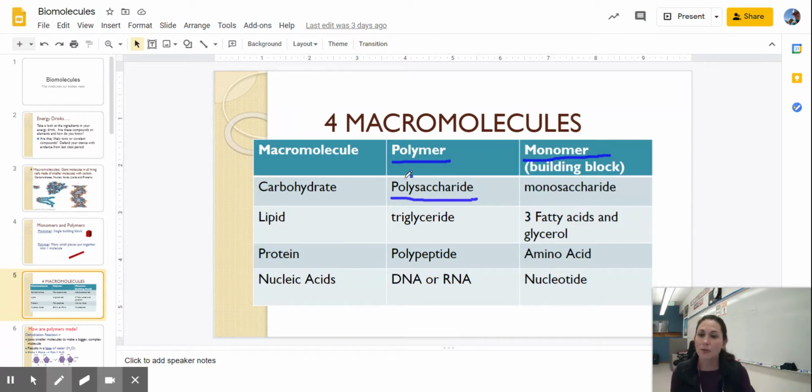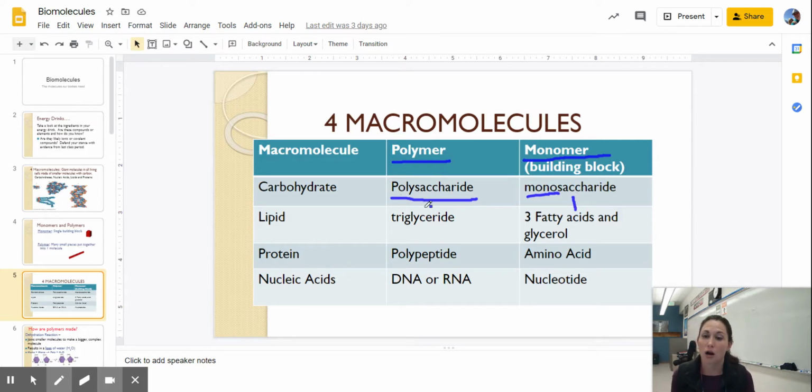And we need to be able to identify the polymer and the monomer in each of these 4 macromolecule groups. So I'll start again here at the beginning. A carbohydrate, which we know is a sugar, can either be a monomer or it can be a polymer. If it's a monomer, it's a monosaccharide, and that prefix mono means one. So a monomer for carbohydrate is just a single sugar, and we'll talk about some examples of those, but one example is glucose. That's a single sugar.